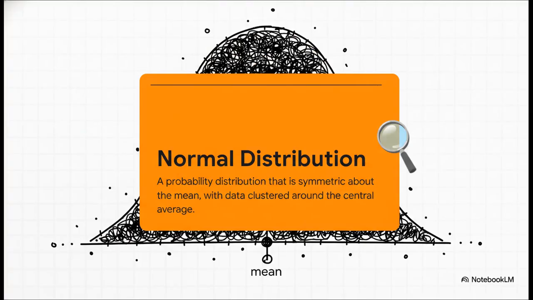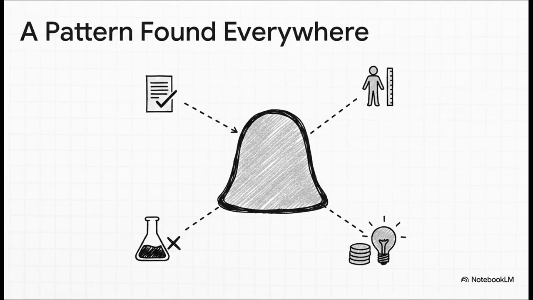All right, so its formal name is the normal distribution, sometimes called the Gaussian distribution. But what this definition really means is pretty simple. For any group of data that follows this pattern, most of the values are going to be clumped right around the average. And the further you move away from that average, the less likely you are to see those values. That's what creates those classic tapering tails on each side. And believe me when I say it's everywhere.